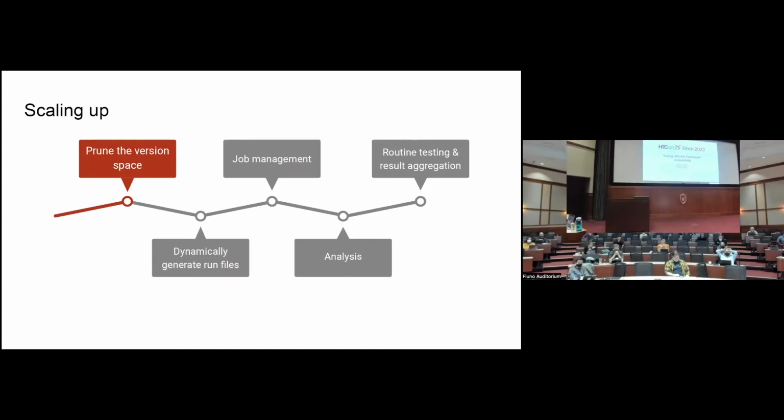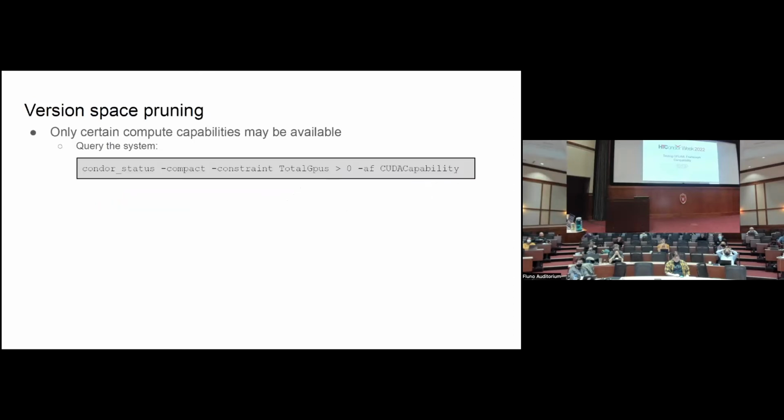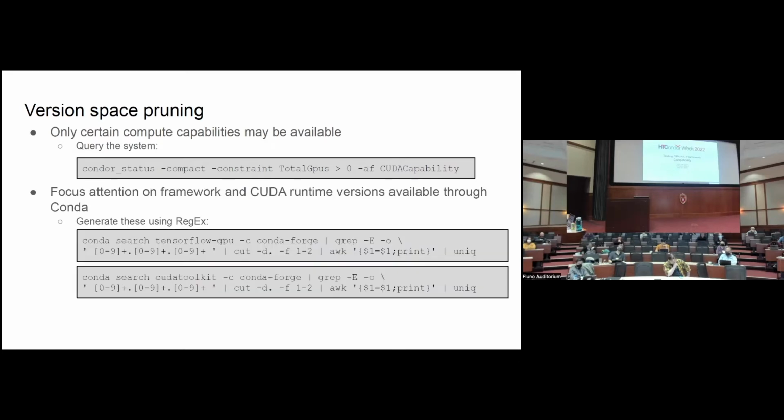So as I said, the first issue we need to overcome is kind of pruning back the version space so we're not testing tens of thousands of different versions. And the first thing to note is that on a system like CHTC, only certain compute capabilities are going to be available. It doesn't make sense to be requesting resources on Fermi architecture or compute capability 2.x if we know that CHTC doesn't have any 2.x compute capabilities in its system. So we query the system and we ask HTCondor to tell us which different CUDA capabilities do you actually have that you can provide me with, and we limit our search to only those.